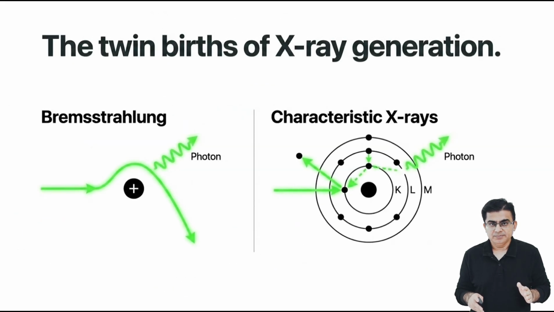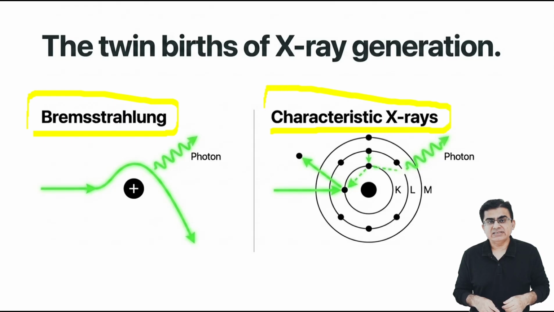Here is the important thing. Listen carefully. When all three requirements for X-ray production are met, there occurs a violent impact. This impact results in the birth of two types of X-ray radiation. The first is the continuous spectrum of Bremsstrahlung X-rays or radiation. The second is the discrete energy of characteristic X-rays or radiation.